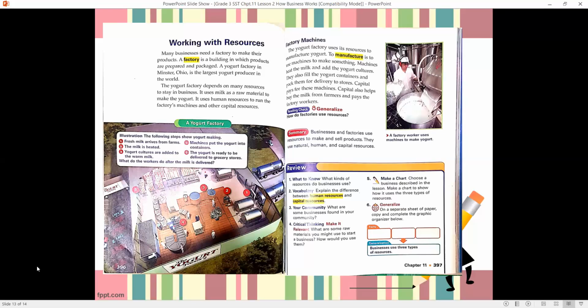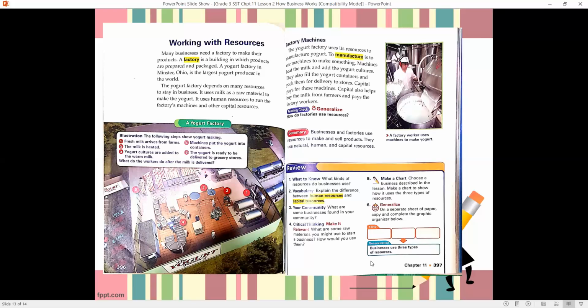So let's read the last part of the summary. Businesses and factories use resources to make and sell products. They use natural, human, and capital resources. And with this, we come to the end of our lesson.